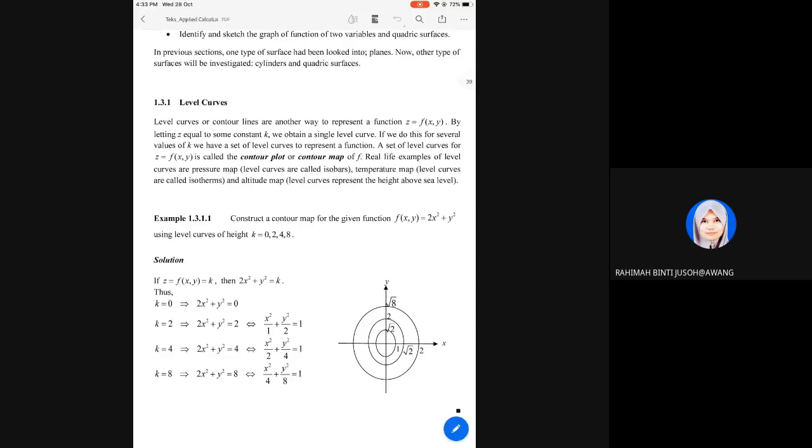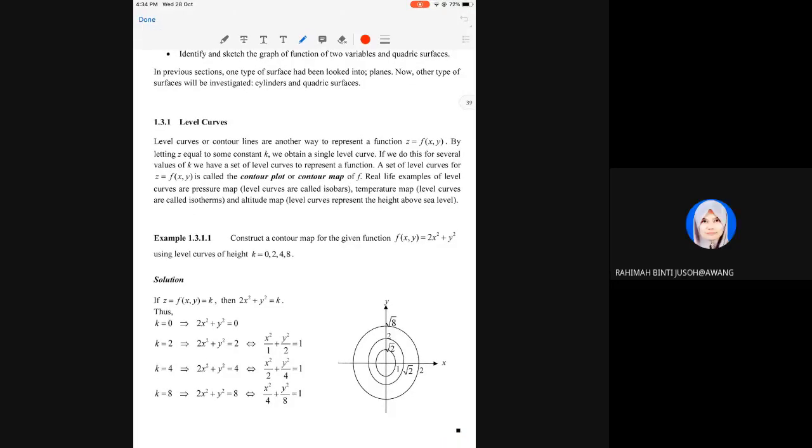Have you ever heard about contour map or contour plot? Yang macam dalam video tu. Yes. Okay, dulu sekolah menengah pernah belajar subjek geografi kan? Pernah. Ha. Okay, ingat tak cikgu geografi apa kata? Cikgu geografi kata macam ni. It's like this.